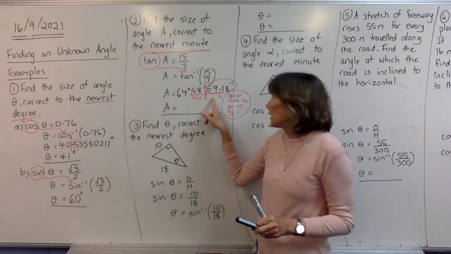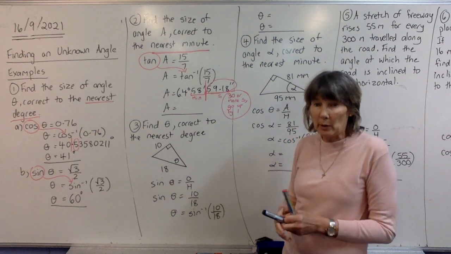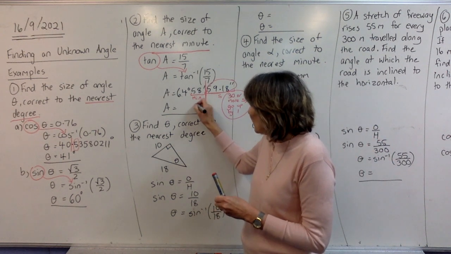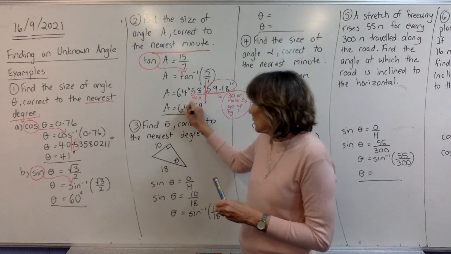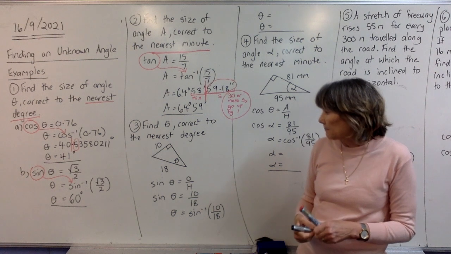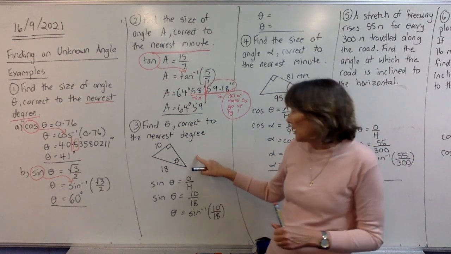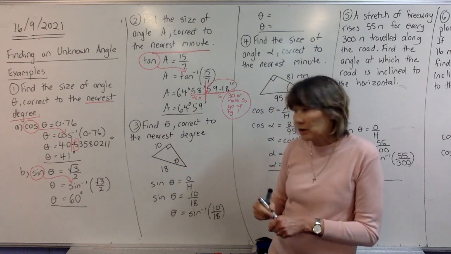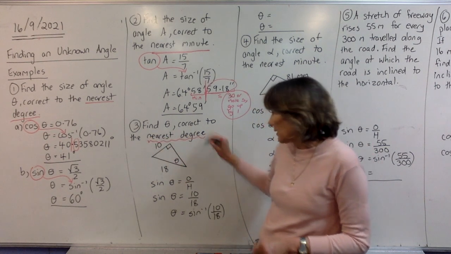So this one's definitely more than 30. We've got 59.18 here. So this minutes will go up by 1 and become 59 minutes. And the degrees will stay, and that's your answer. 64 degrees, 59 minutes. All right, looking at the next question. We've got a diagram this time. We're finding theta to the nearest degree. We'll get to that at the end.